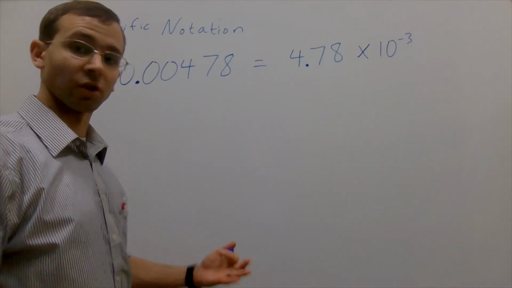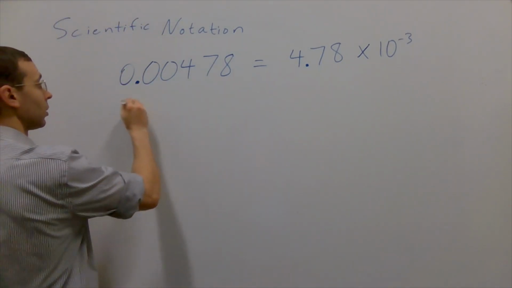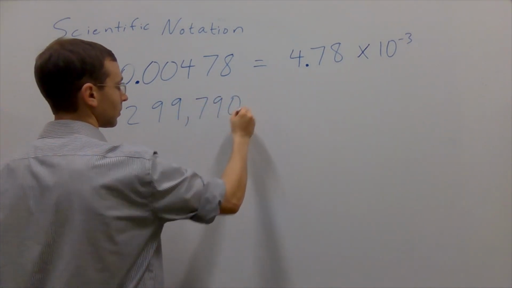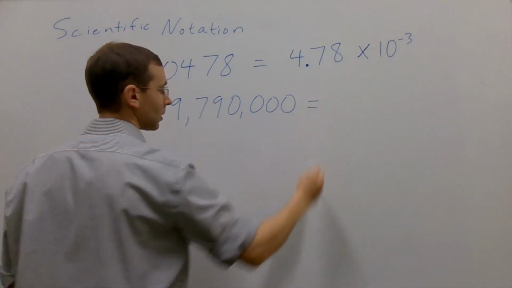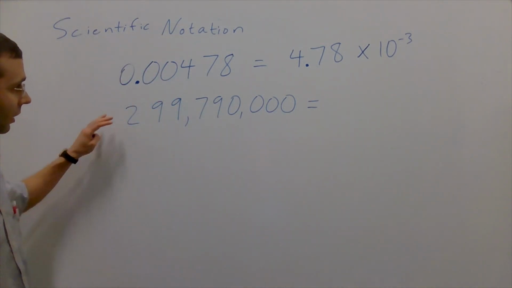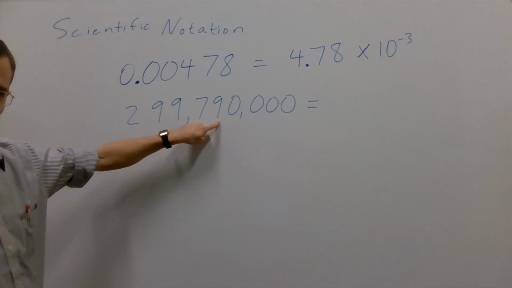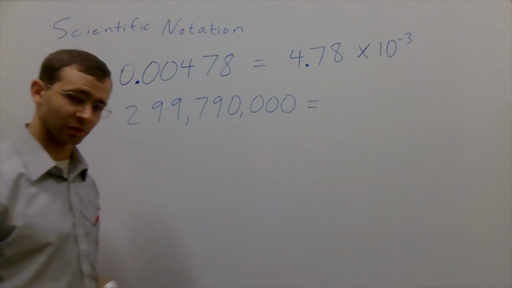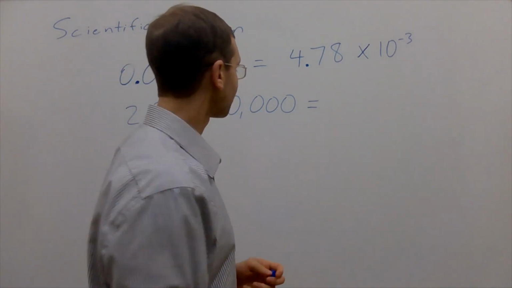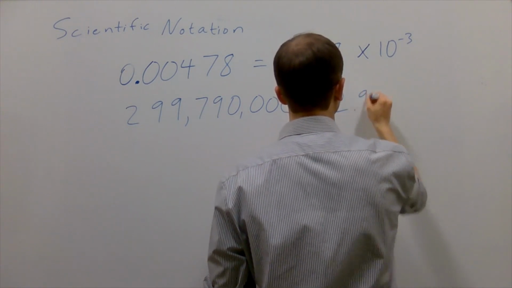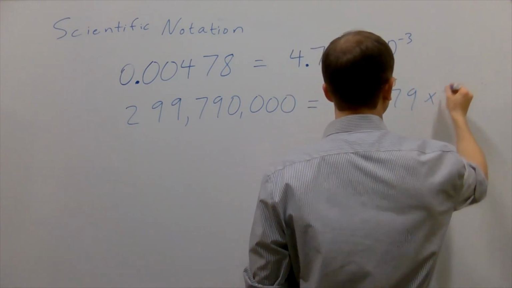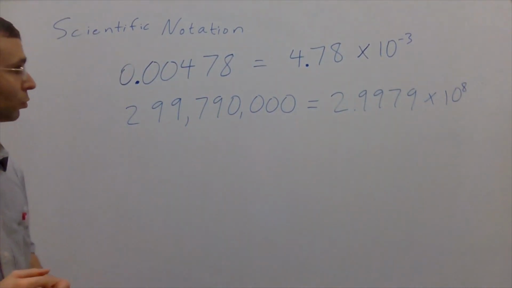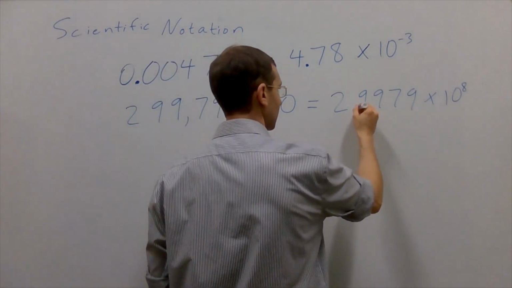Another example, and here's a large number being put into scientific notation. We'll take that large number that was here before, and we'll write it in scientific notation. Once again, we take those significant figures, write them out with the decimal point after the first one, and then we'll put everything else of this number into the power of 10. .9979 times 10 to the 8th.